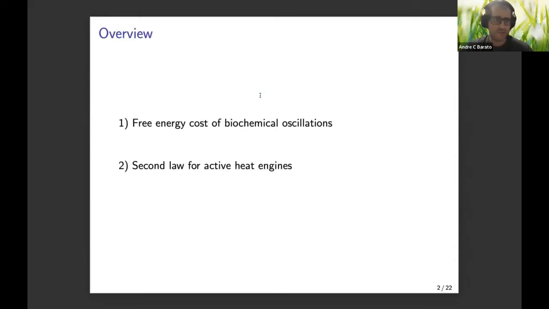All right, so again, that's the overview. First, I'll talk about the free energy cost of biochemical oscillations. Here we have found a bound on the minimal cost that coherent oscillations have when you have biochemical oscillations. And the second one will be a second law. What's the appropriate statement of the second law for an active heat engine? And by active heat engine, I mean periodically driven ones, not steady state ones. Those are different systems. And we have worked with periodically driven heat engines.